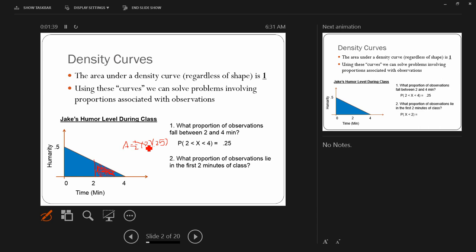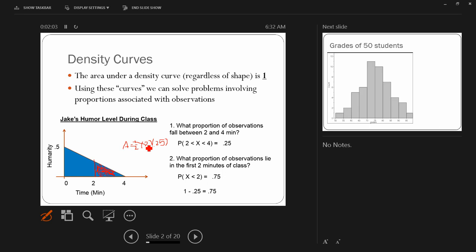We could also ask, what's the proportion of observations in the first 2 minutes? In other words, the probability that X, some observed phenomenon, in this particular case our observation of humor, was less than 2. Well, if the whole area under the curve is 1, and we know from 2 to 4 is 0.25, then the rest is 0.75, and that's actually called the complement rule.